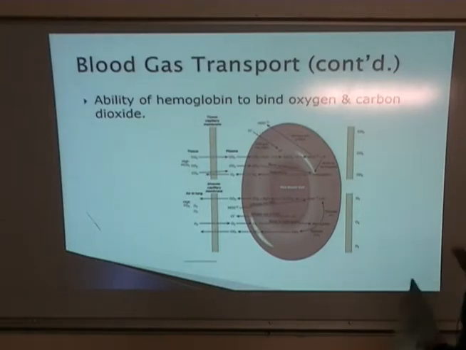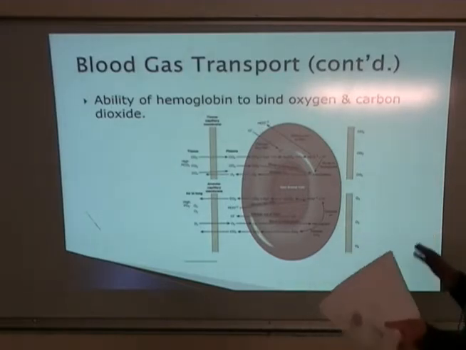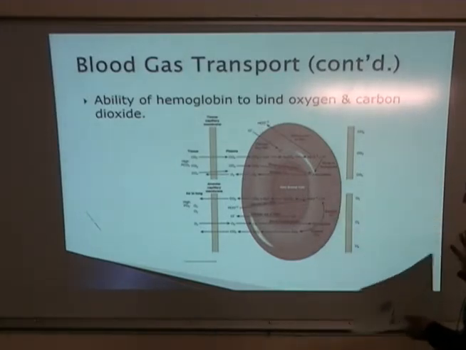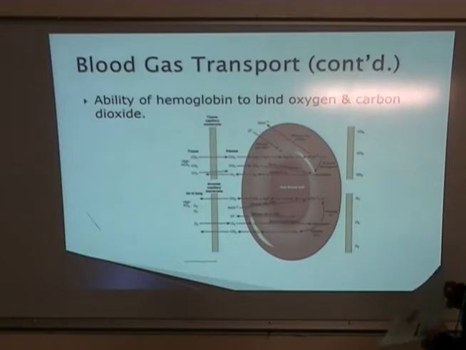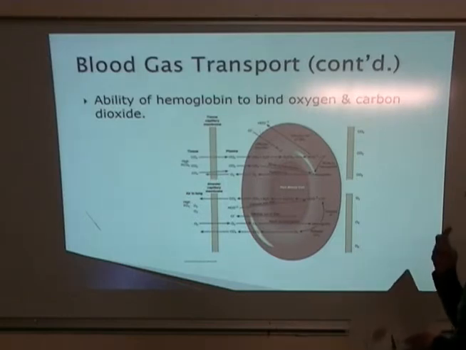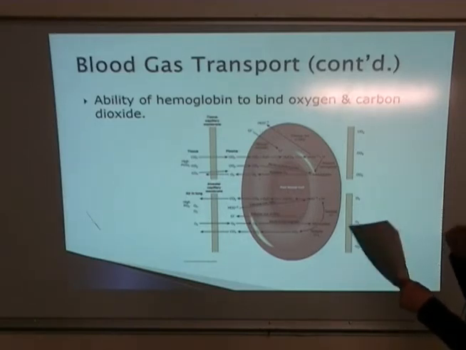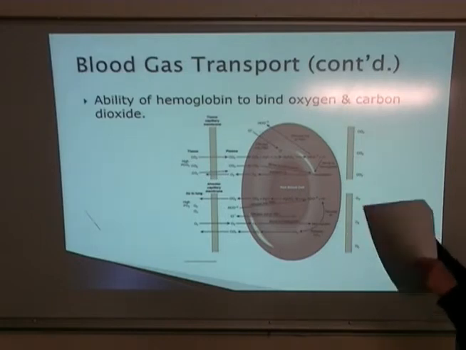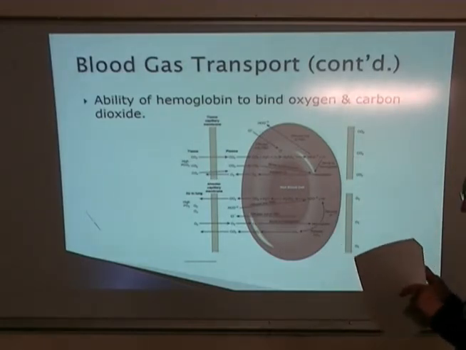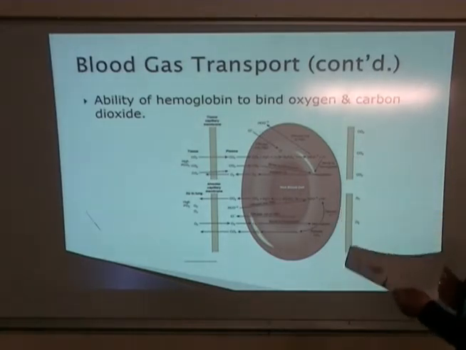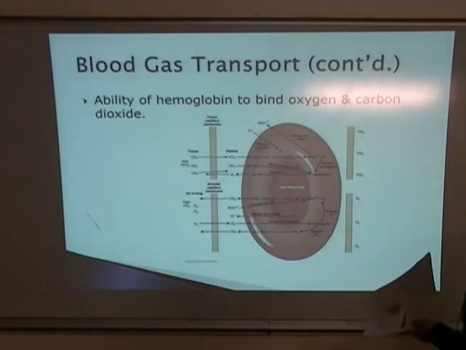And if you can drag your memory back to before spring break, we had mentioned the fact that oxygen is predominantly transported on hemoglobin. Very little of it is dissolved into the plasma, the watery substance of the blood. Almost all of it is carried on the hemoglobin.